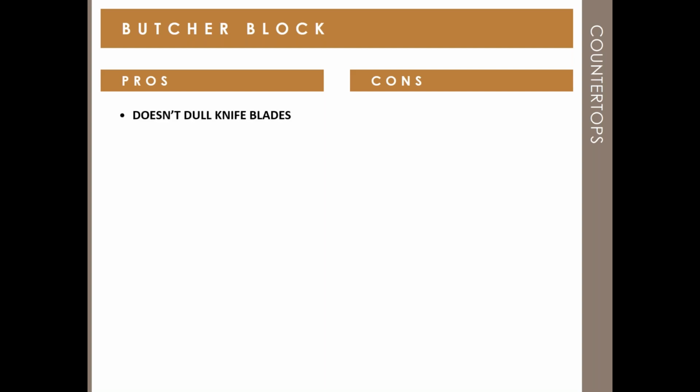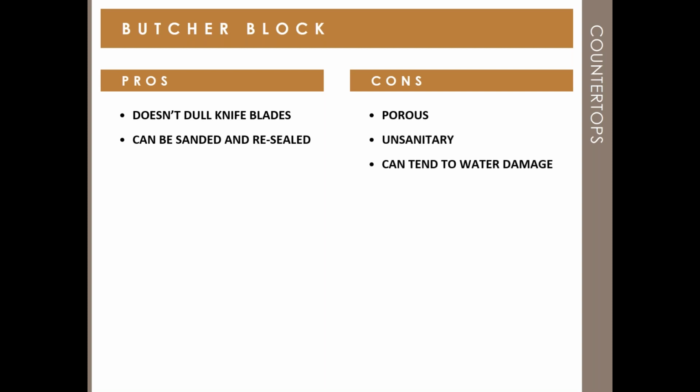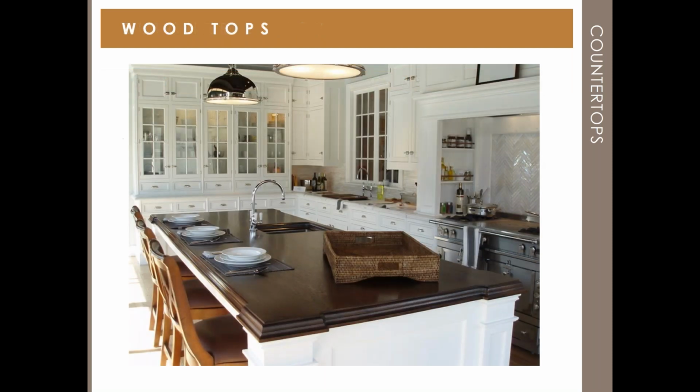Okay, butcher block doesn't dull the knife blades, can be sanded and resealed. Porous, unsanitary. You've got to be careful with it. It can tend to water damage. Will show knife marks. And it is a unique wood top. I'd be nervous of that.